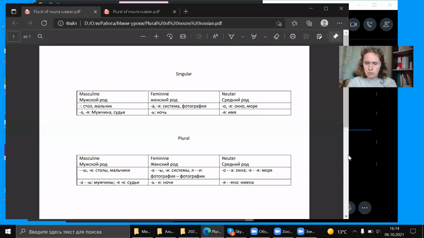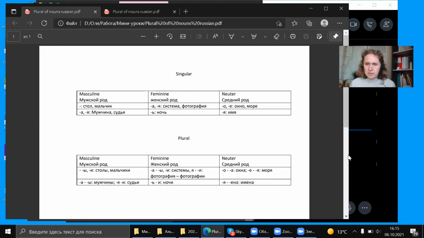So what we are going to work with is the Russian nouns, their gender, and the nominative case, именительный падеж, and the plural, how the plural of nouns is formed in Russian. All right, so in Russian, all nouns have gender, and there are three genders: masculine, feminine, and neuter.